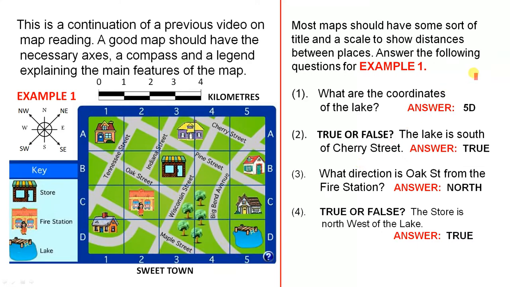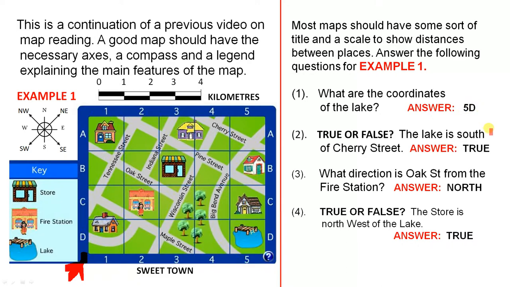Answer the following questions for example 1. What are the coordinates of the lake? Now, if we start, for example, here, that's not a bad starting point, just that corner there. Okay, now the lake is here, so remember you do the horizontal coordinate first. So we have 5D. So that's the answer.